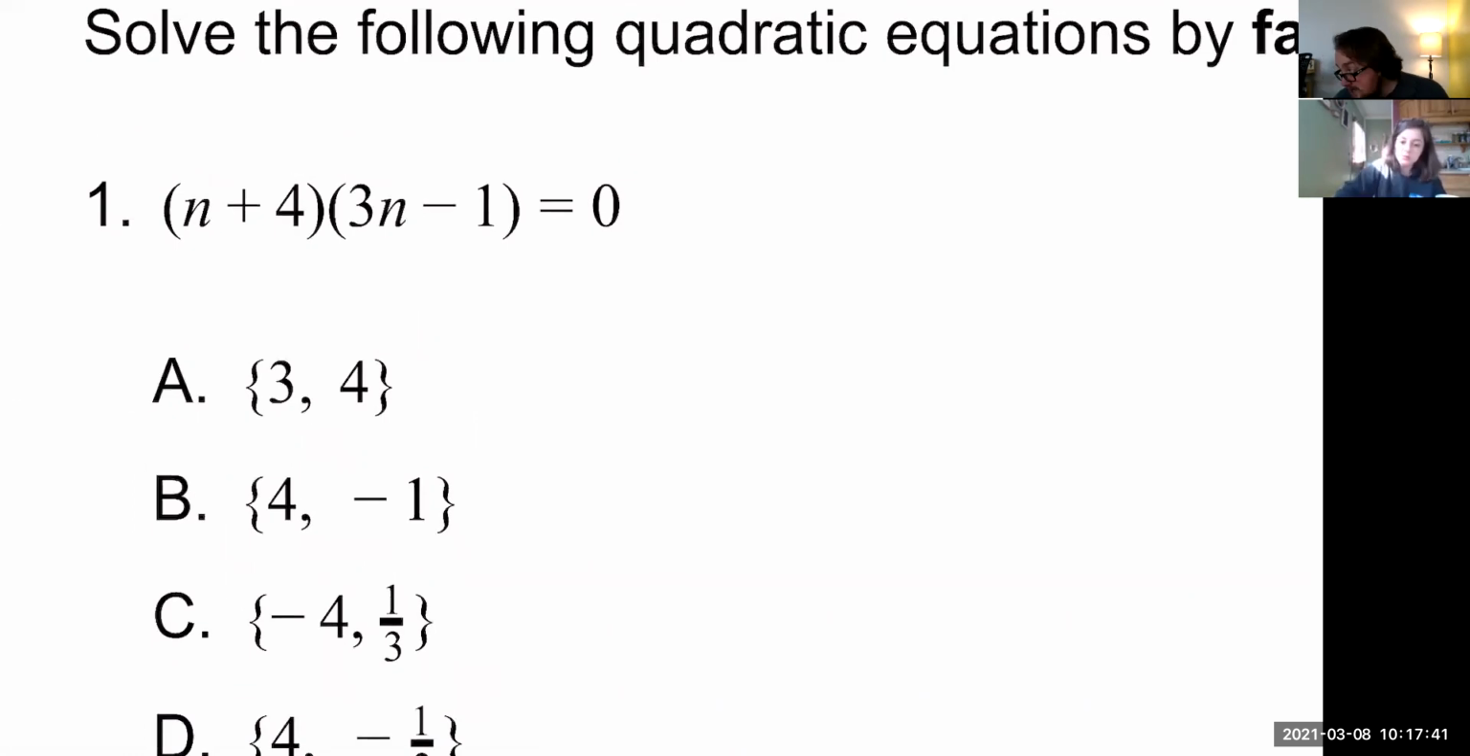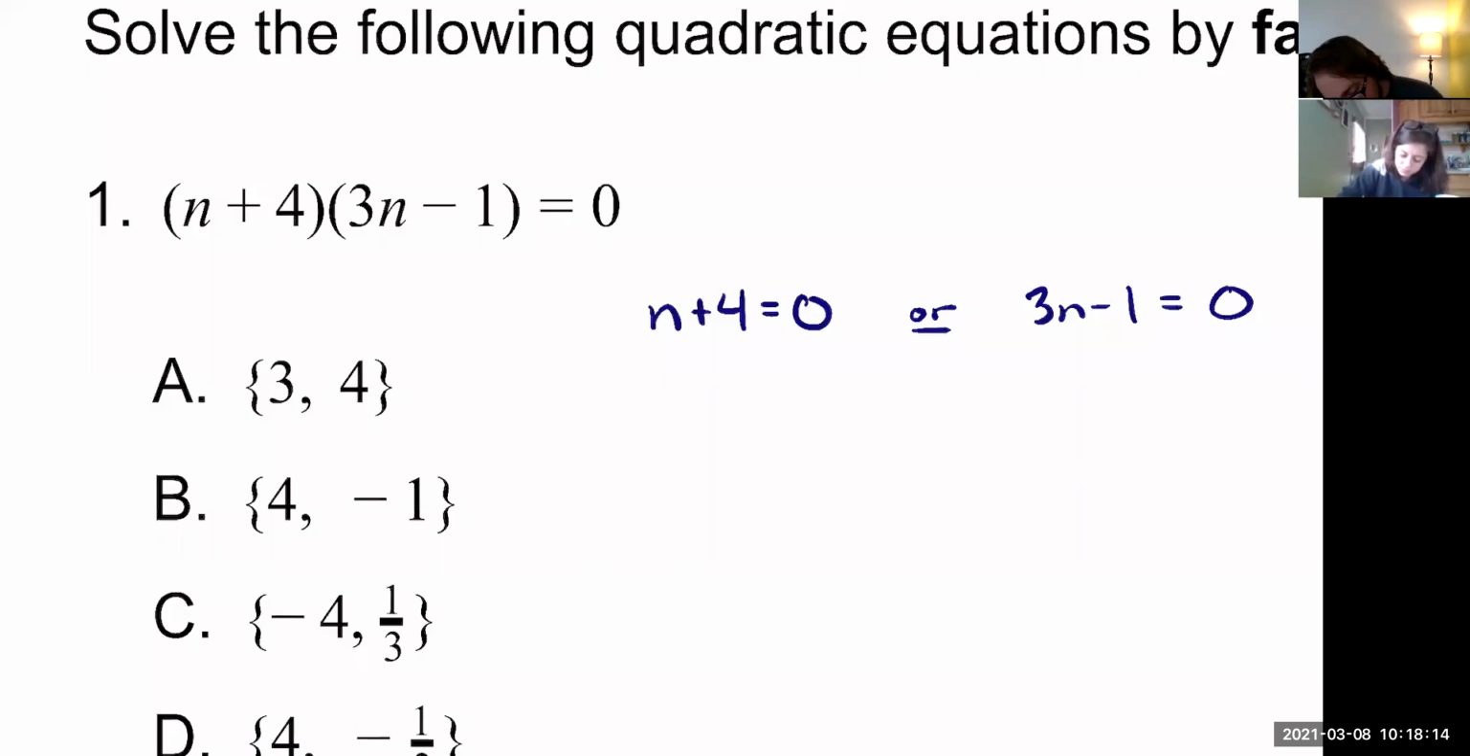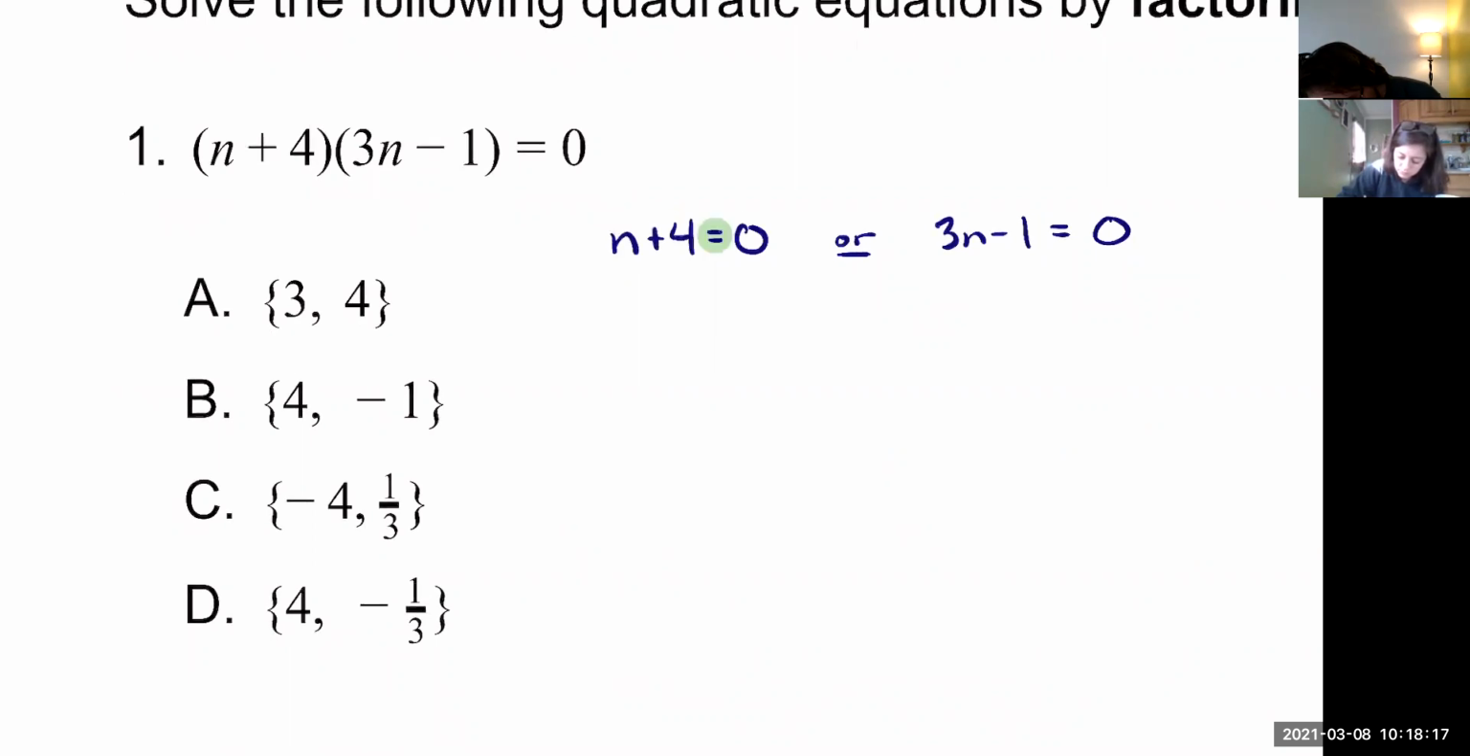According to the zero product property, either n plus 4 would have to equal 0, or 3n minus 1 would have to equal 0. Now, we're going to take these two individual equations and solve them. Some of them involve a little bit more work than others. How would you solve the first one? Minus 4 from both sides. So we get n equals 0 minus 4, which is negative 4.